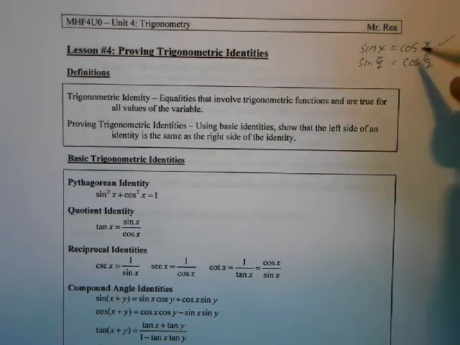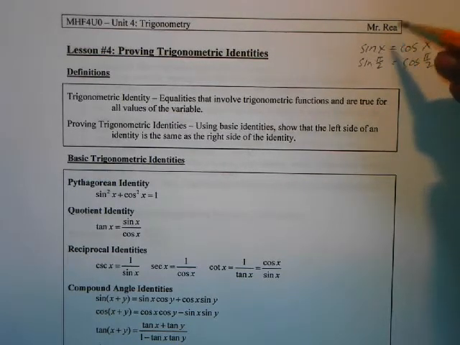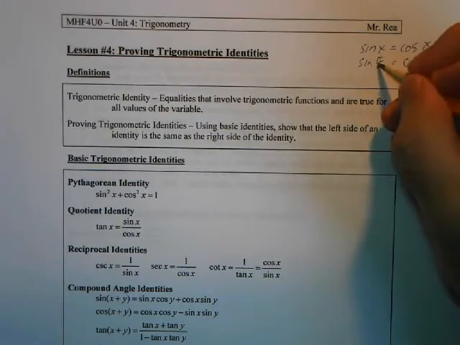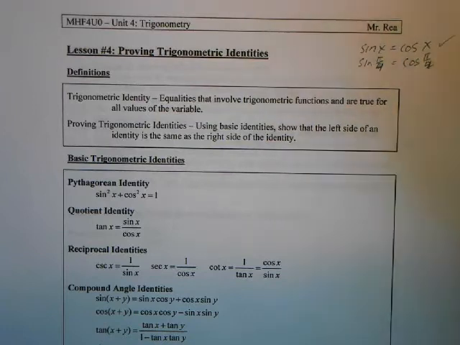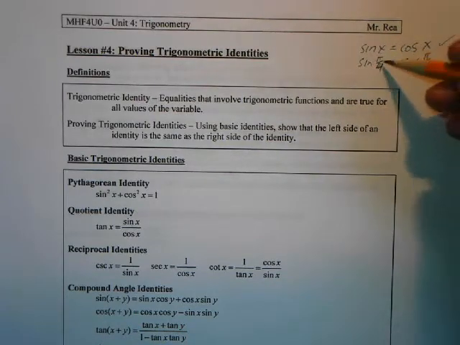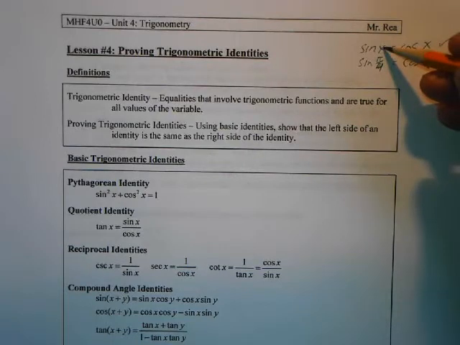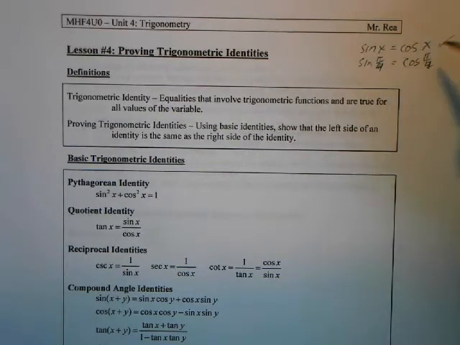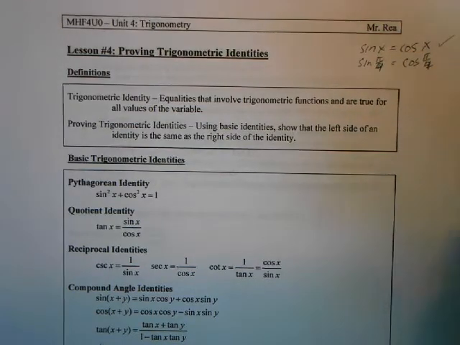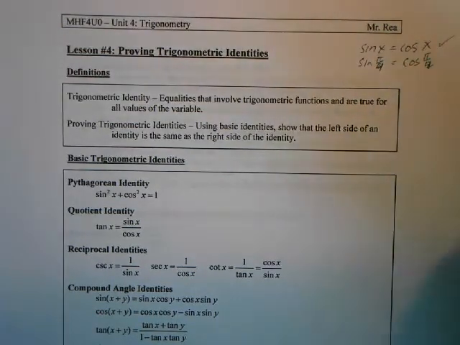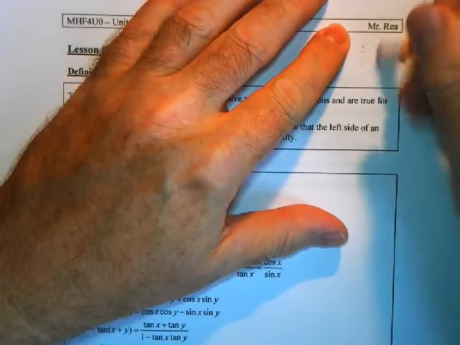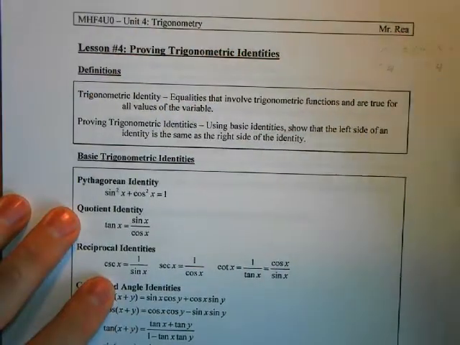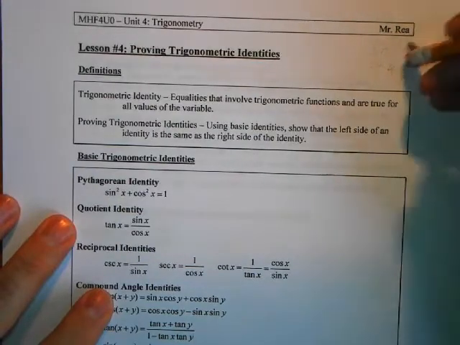You could plug in just about any other angle. Sine of pi by 4 and cos of pi by 4 both have the value of 1 over root 2. But if I plugged in pi by 2, sine of pi by 2 is 1, and cos of pi by 2 is 0. It doesn't work for that. So this is not an identity, obviously, but I just want to show you a case where you can't just plug in a random value and check to see if it works. That's not what identities are all about.